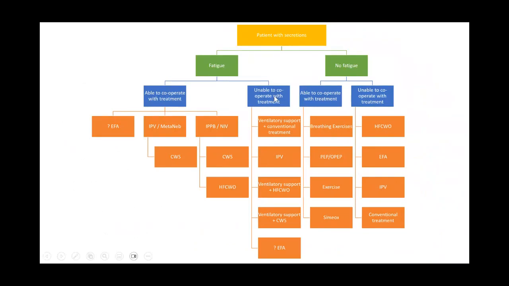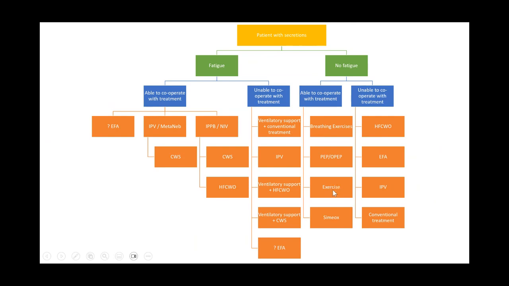Are they unable to cooperate with treatment but fatigued? Well, I need to provide some ventilatory support. Do I add in IPV or do I use IPV alone? Do I use ventilatory support with high frequency chest wall oscillation, strapping, EFA, etc.? For those that have no fatigue, then I'm looking more at breathing exercises, PEP devices, oscillatory PEP.